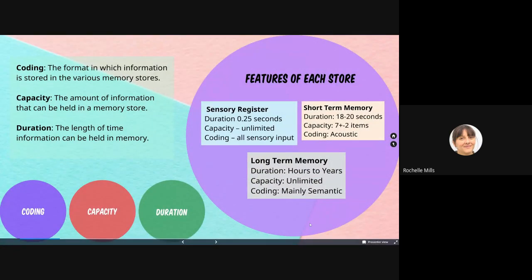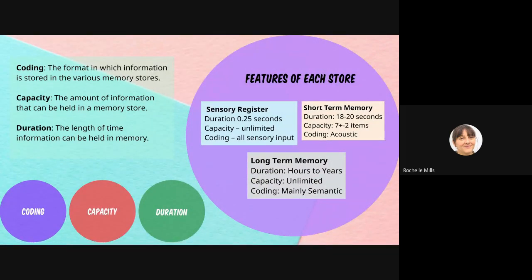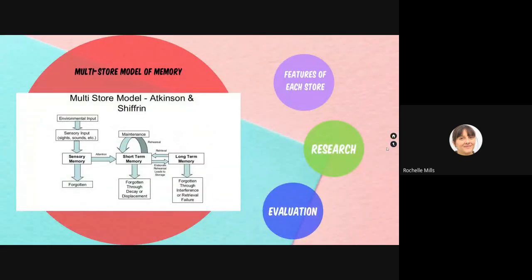So we've got the features of each store, the coding, capacity and duration of sensory register, short-term memory, and long-term memory. So when we're looking at the model of memory, the multi-store model, if you are drawing the diagram, or even if you're describing the model, make sure you write down the features of those stores, so the coding, the capacity and duration of each of the stores when you're describing the model, to ensure that you can get full marks for that.